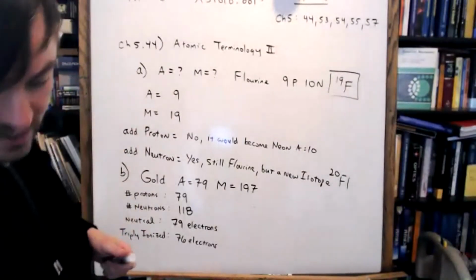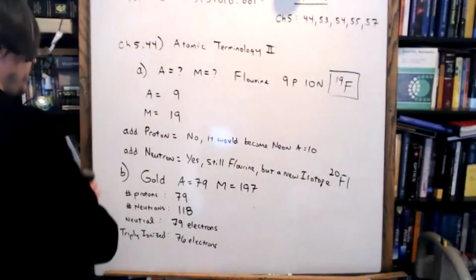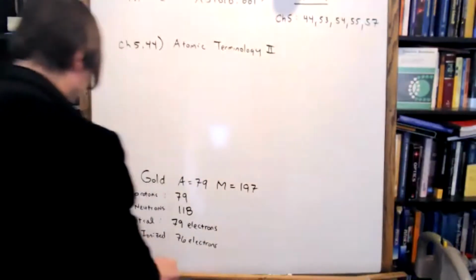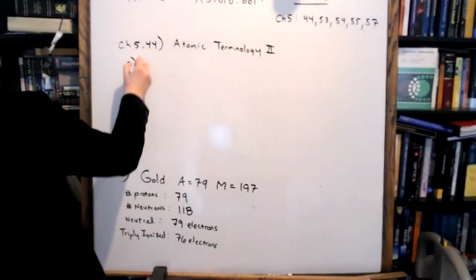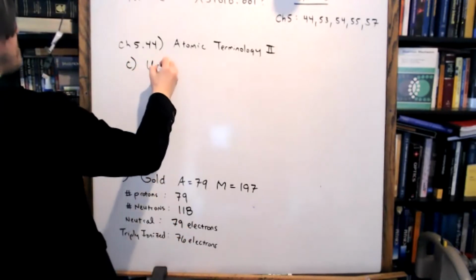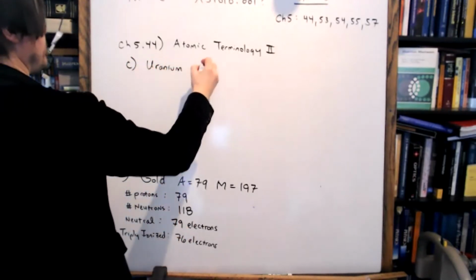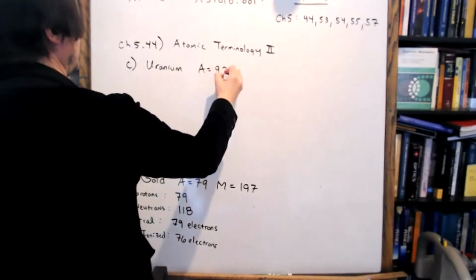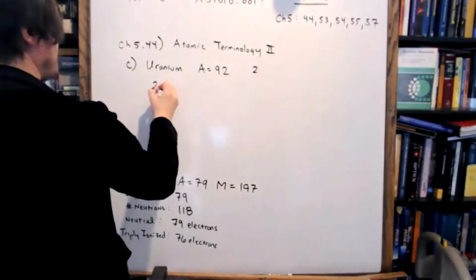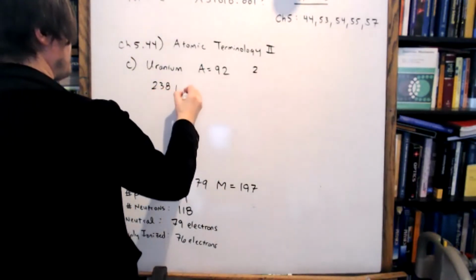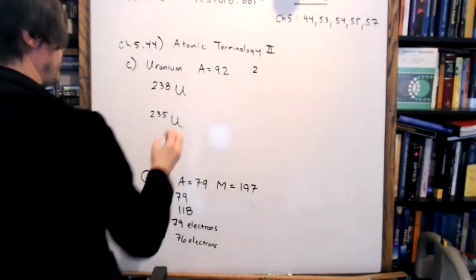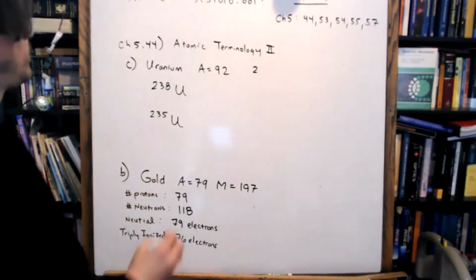Okay, I'm going to erase part A so that I have room for part C. There is a part C, correct, Ian? There is, yes. All right. Part C says uranium has atomic number 92. Its most common isotope is 238U, but the form used in nuclear bombs and nuclear power plants is 235U. How many neutrons are in each of the 2 isotopes?